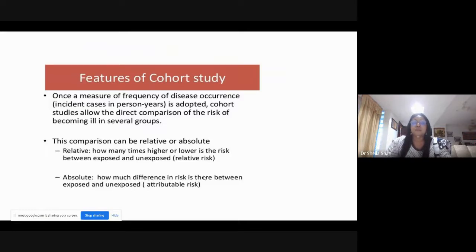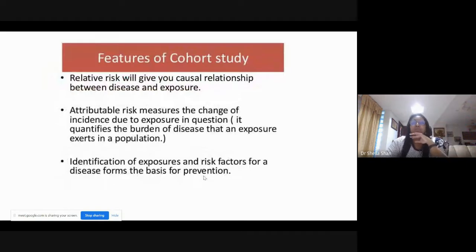So once you get the measurement of frequency of the disease, it will tell you how many times higher or lower the risk is between the exposed and unexposed. And also you can find the difference in the risk. So it's an attributable risk or relative risk. These are the advantages of doing a cohort study. This relative risk will give you a causal relationship with the disease. So when the person has the disease, how long does it take? How much exposure will bring the disease?